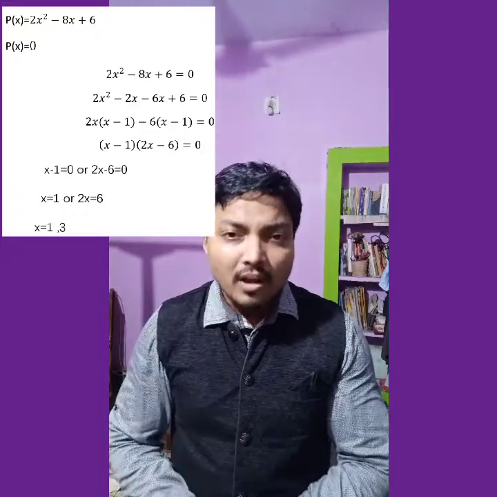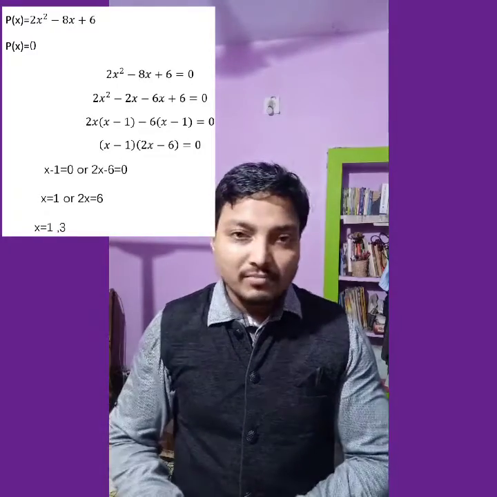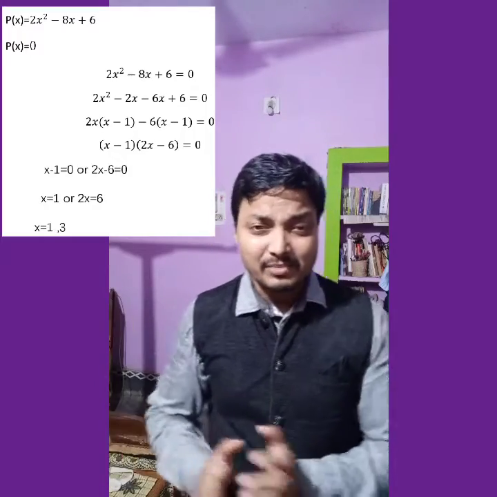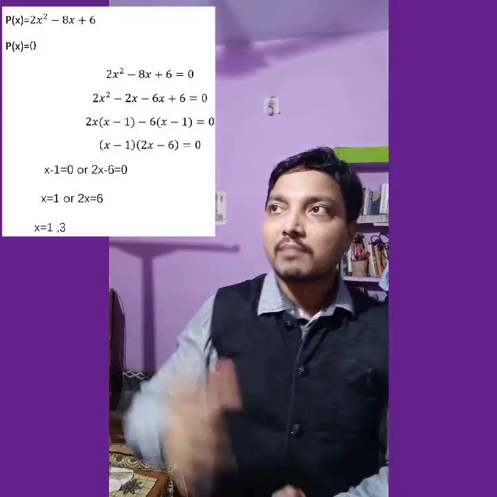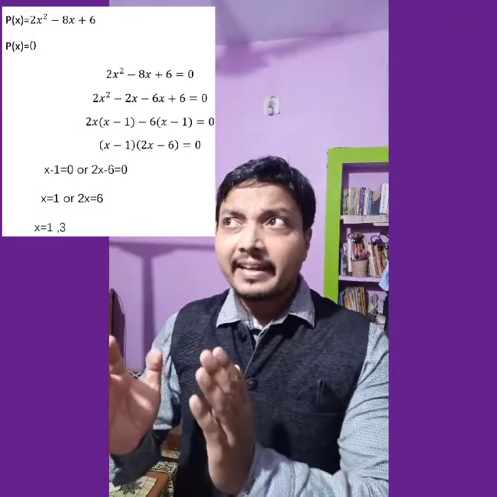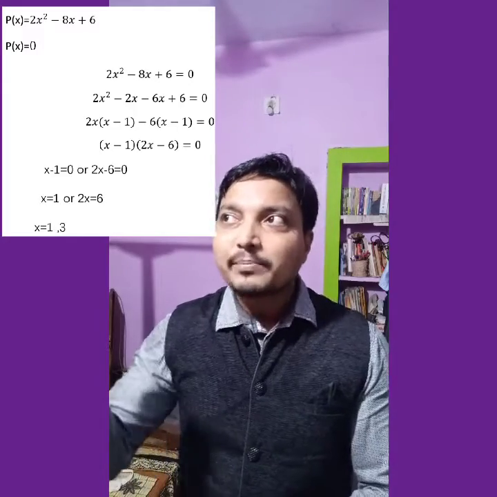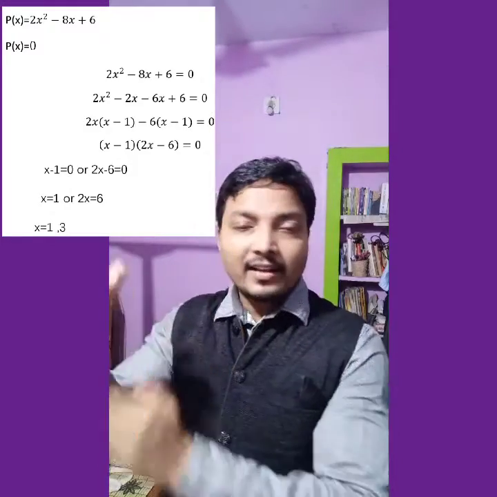Now the 4 terms have been converted into 2 terms, and between the 2 terms there is a common binomial. That binomial, x minus 1, is common to both terms. So from both the terms I took x minus 1 as the common factor. After taking x minus 1 as common, the non-common terms give 2x minus 6, equal to 0.